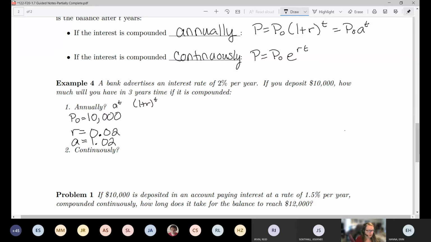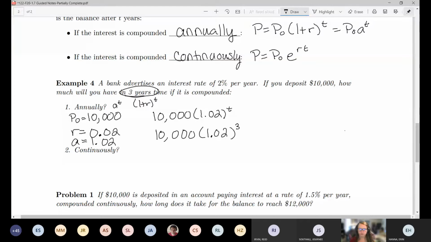I realize I'm talking really fast and I should probably slow down a little bit. So essentially the equation we want to plug into is 10,000 times 1.02 to the T, and since we want to know 3 years later, we're going to want to plug in 3. Plug that into your calculator. This will come out to be approximately $10,824.32.